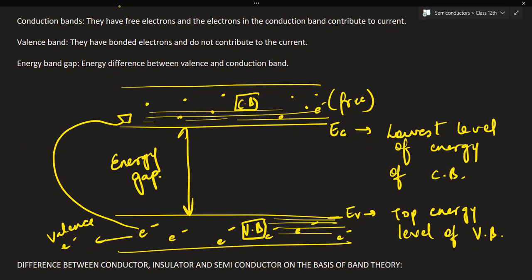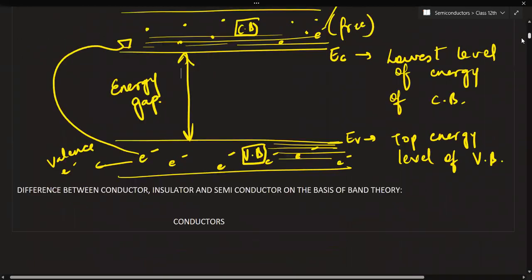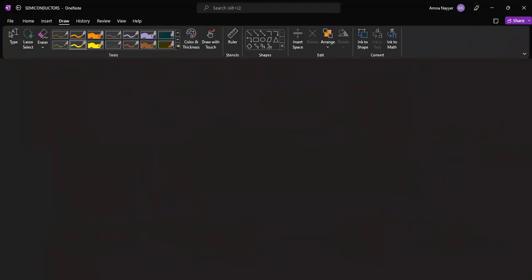So they have free electrons and the electrons in the conduction band contribute to current. So these are free, and they will ultimately contribute to current and conductivity. The valence band has bonded electrons. They do not contribute to current, and the energy gap is basically the difference between these bands. Now, how will you classify or differentiate between insulators and semiconductors on the basis of band theory? Just understand the conductor first, the rest will be easier to understand.